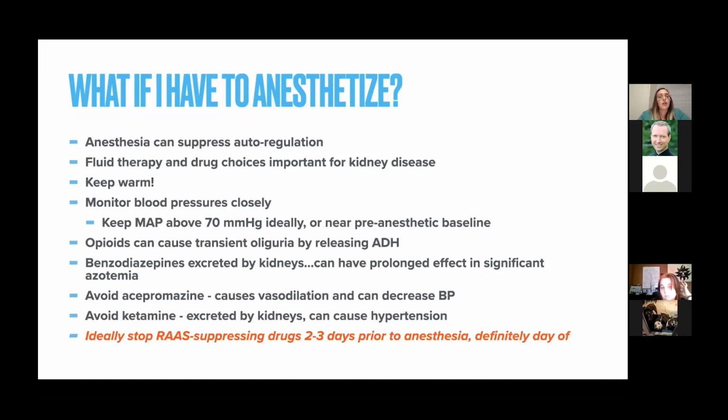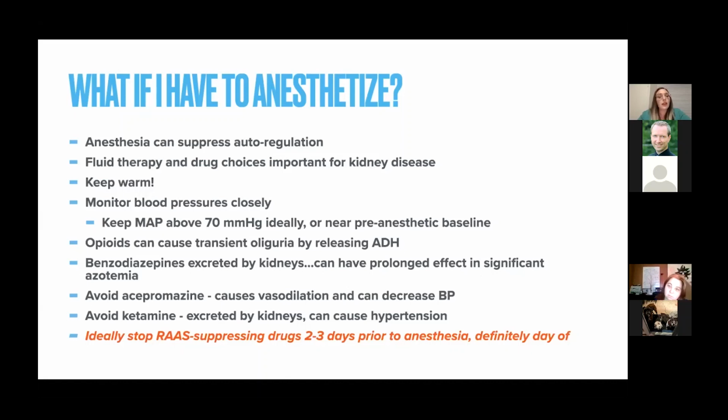Our opioids can cause a transient oliguria by releasing vasopressin. Okay, it's going to retain fluids. Our benzodiazepines, so diazepam and midazolam, are going to be excreted by our kidneys. So we're going to have a prolonged effect in animals with significant azotemia, okay? They're not going to be able to excrete the drug as well. In our pets with kidney disease, we're going to try to avoid acepromazine. I know it's a good drug and it has its uses, but this is going to cause vasodilation and it can decrease our blood pressure. So we have to remember that.